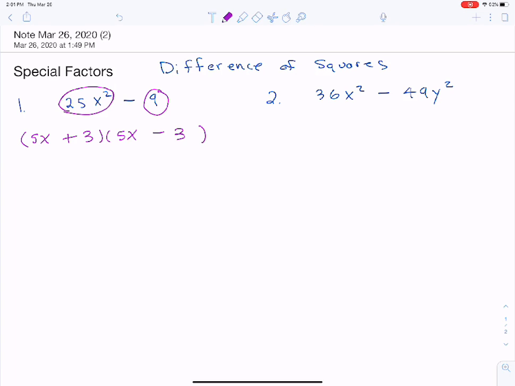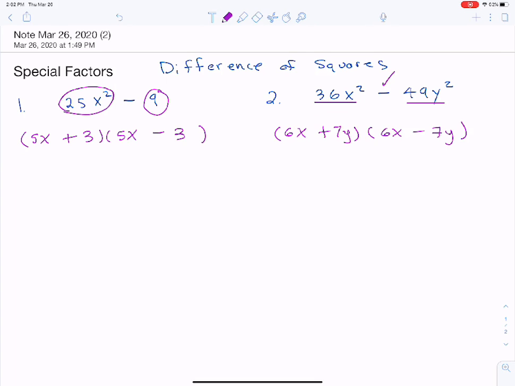So let's go and do that. Again, I'm going to go and check. Is this a perfect square? Yes, it is. Is this a perfect square? Yes, it is. Is this a difference sign, a minus sign? Yes, it is. Okay, then we have a difference of squares. So again, we get the square of the first plus the square of the second multiplied by its conjugate, the square of the first minus the square of the second. Okay? So that is difference of squares.